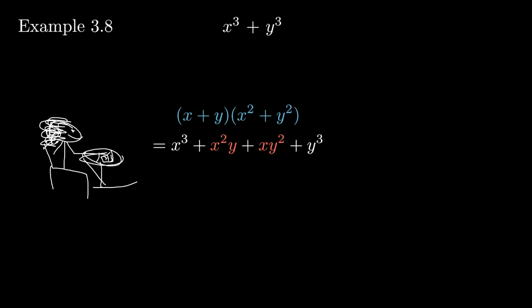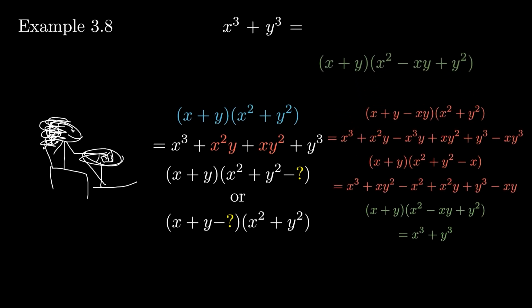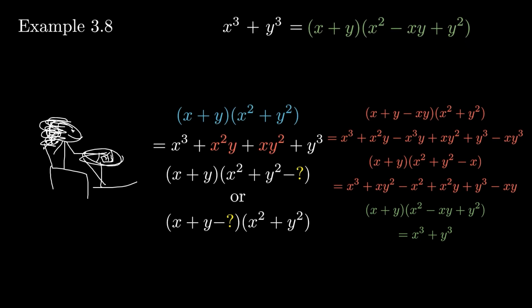The first thing is to continue the guess and check process, but with the knowledge we gained. Most people here can intuitively reason out, now one of the factors should contain a subtraction to remove the x squared y and xy squared. After a sequence of guesses and checks, you should be able to find that it can be factored into x plus y times x squared minus xy plus y squared.